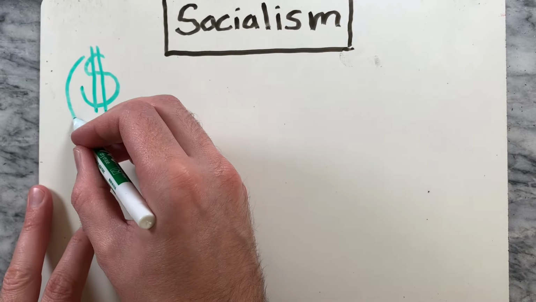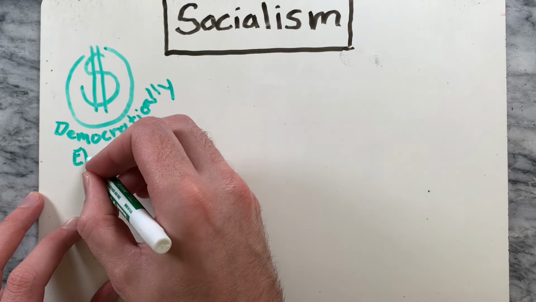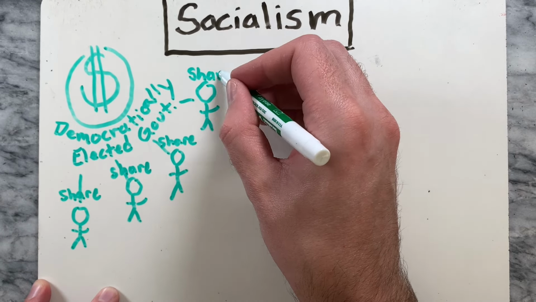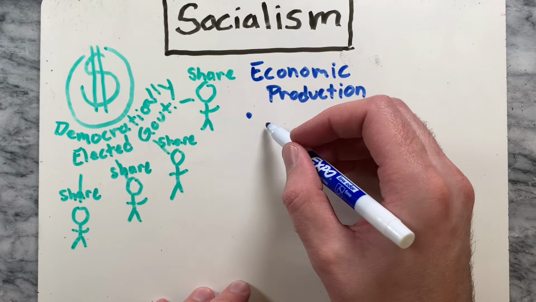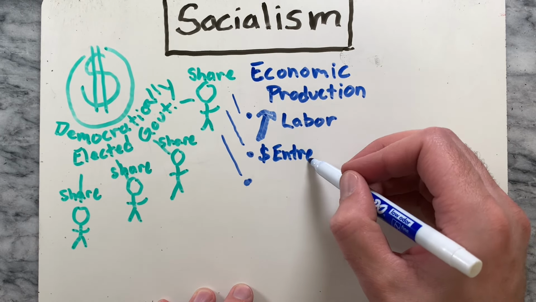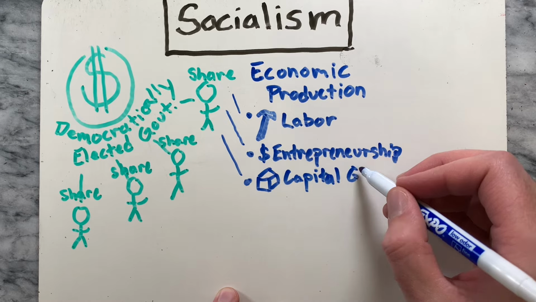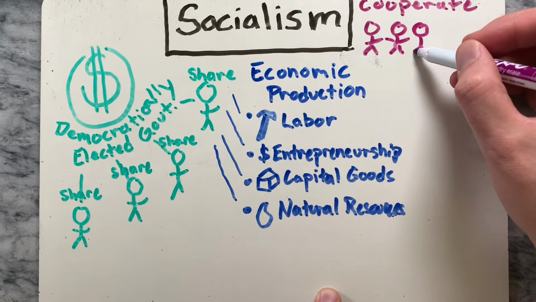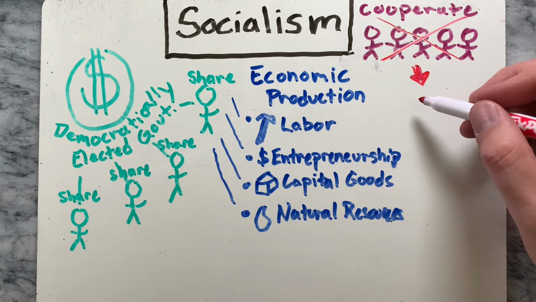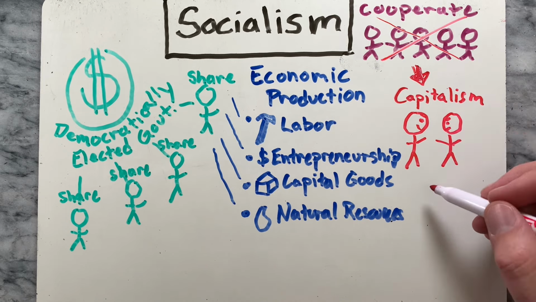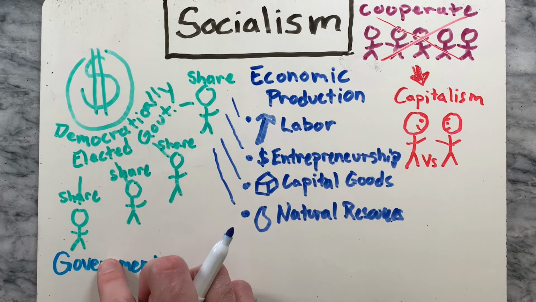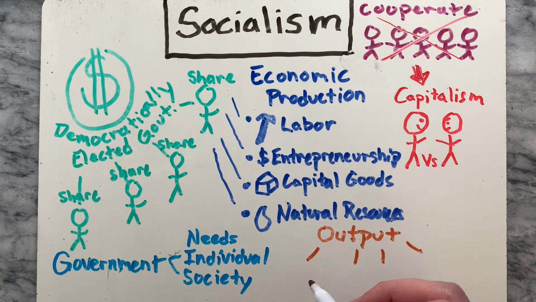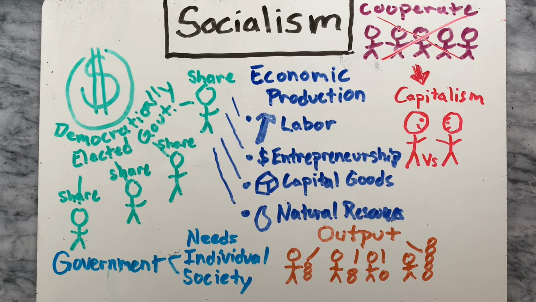Pure socialism is an economic system under which each individual, through a democratically elected government, is given an equal share of the four factors of economic production: labor, entrepreneurship, capital goods, and natural resources. In essence, socialism is based on the assumption that all people naturally want to cooperate, but cannot because of the competitive nature of capitalism. In socialism, the government employs centralized planning to allocate resources based on both the needs of the individual and society as a whole. Economic output is distributed according to each individual's ability and level of contribution.